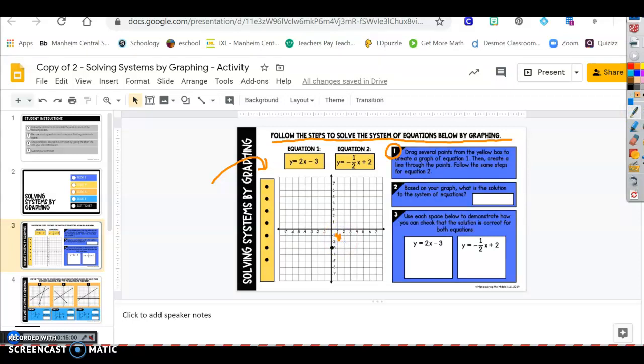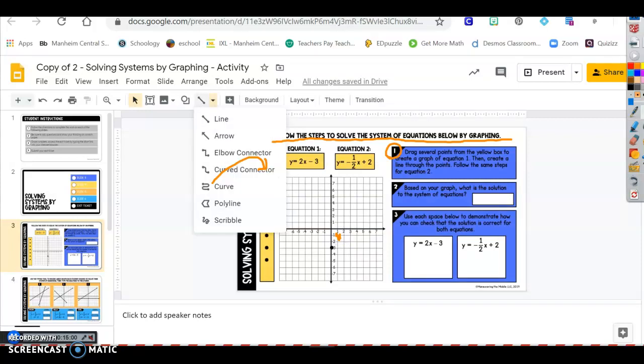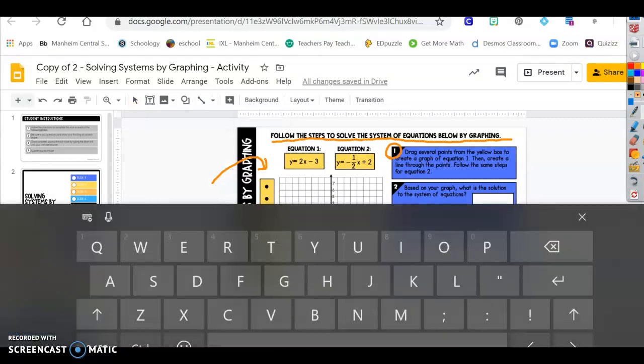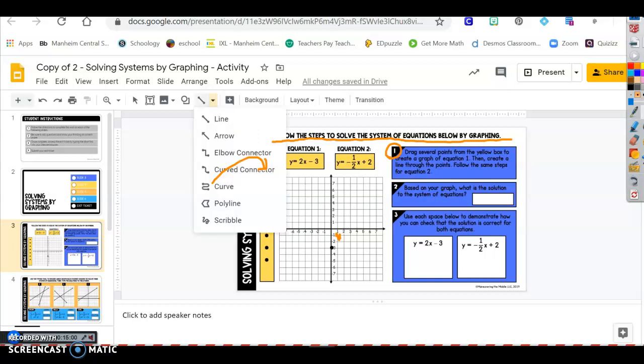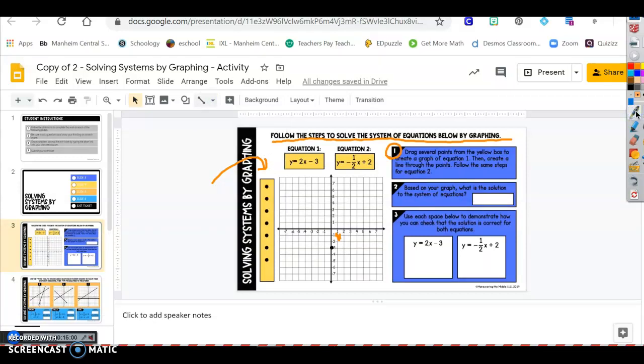Then it says draw a line. To draw a line, all you have to do is go up here to this line tool, and you'll select line. My apologies because this isn't working so well with my ActiveInspire. But there's a drop-down menu, and you'll select line, and then you can go ahead and sketch a line in.